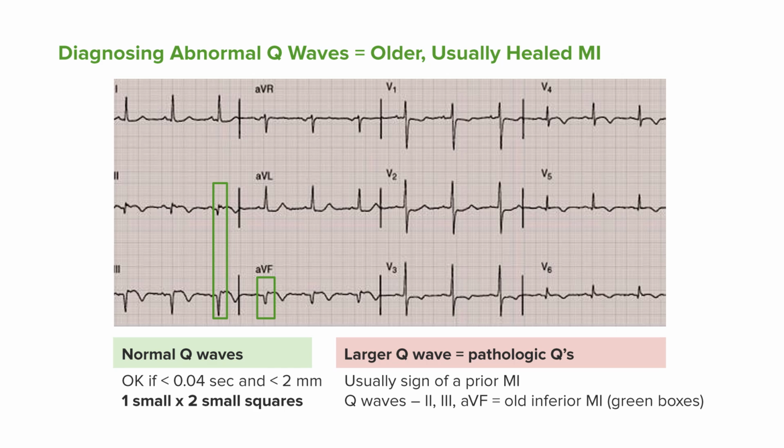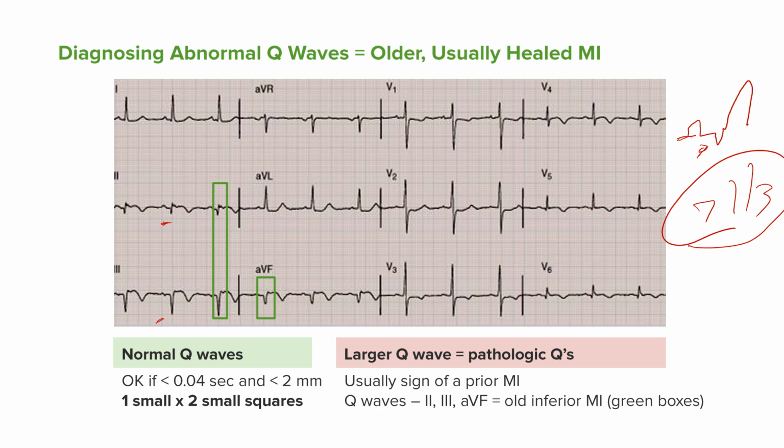So for diagnosing abnormal Q waves, we can always see the Q waves. Any first negative wave after the P wave is a Q wave. So P wave, then Q wave, then R. If the Q wave is more than 1/3 of the R, it is known as a pathological Q wave.